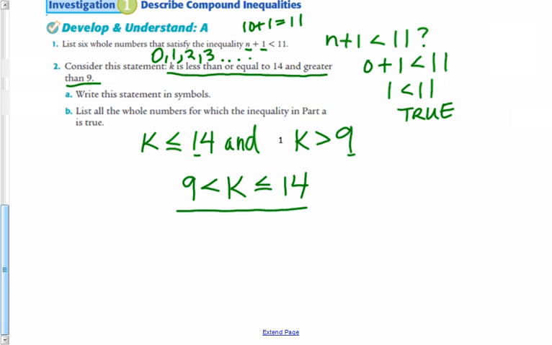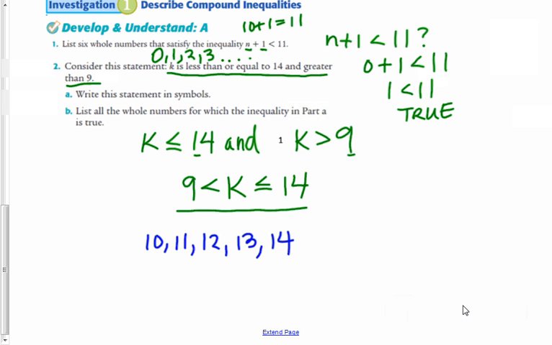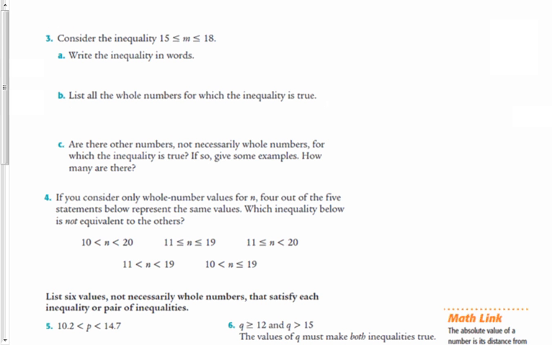And it says list all whole numbers for which the inequality is true. Go ahead and pause the video right now and write those down. Here's the numbers you should have written down: 10 through 14 as whole numbers. Remember, though, that there are lots of decimal numbers that also would work, like 10.2 and so on. But it just asks you to list the whole numbers in that one. Okay?